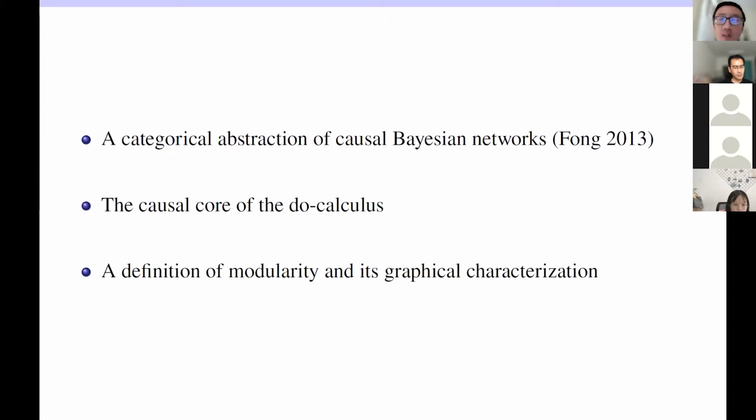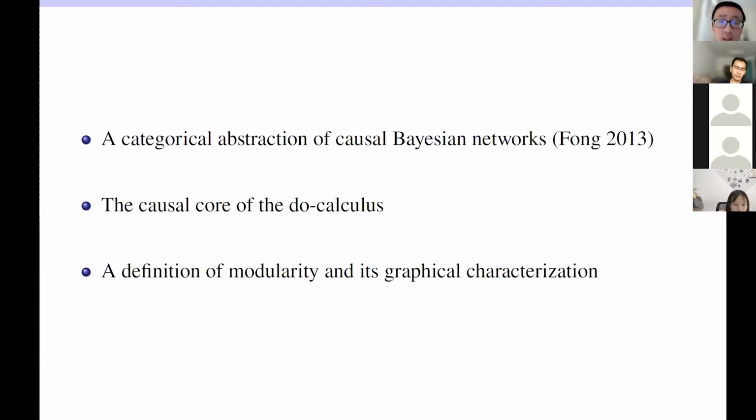I will first outline a so-called categorical, or category-theoretic, abstraction of the framework of causal Bayesian networks. This is due to Brendan Fong in a work from a few years ago. And then I will make two main points today. One is about the do-calculus. I want to show that there is a more abstract and more purely causal calculus in this categorical framework that can be translated into a version of Pearl's do-calculus, which is actually simpler than Pearl's formulation.